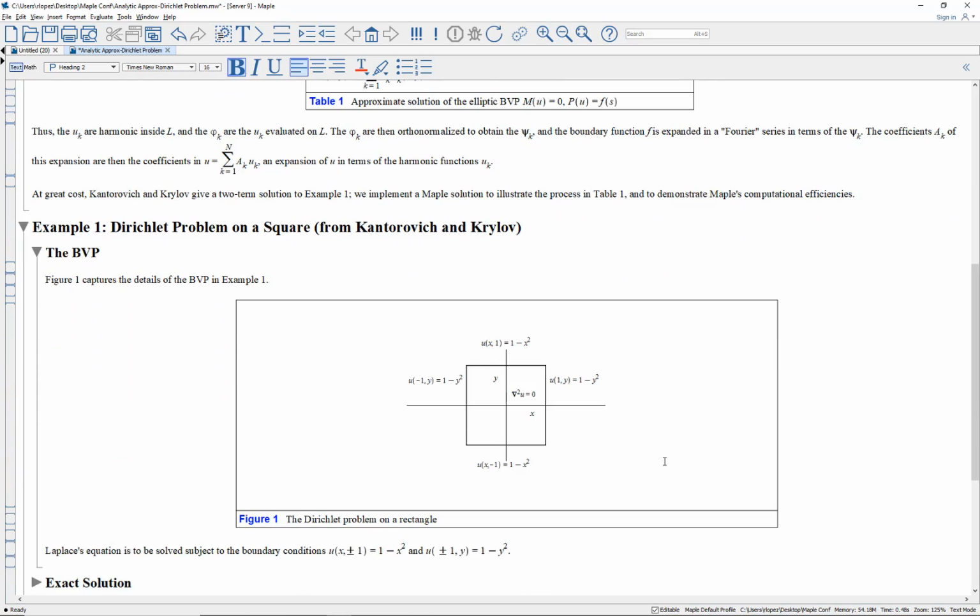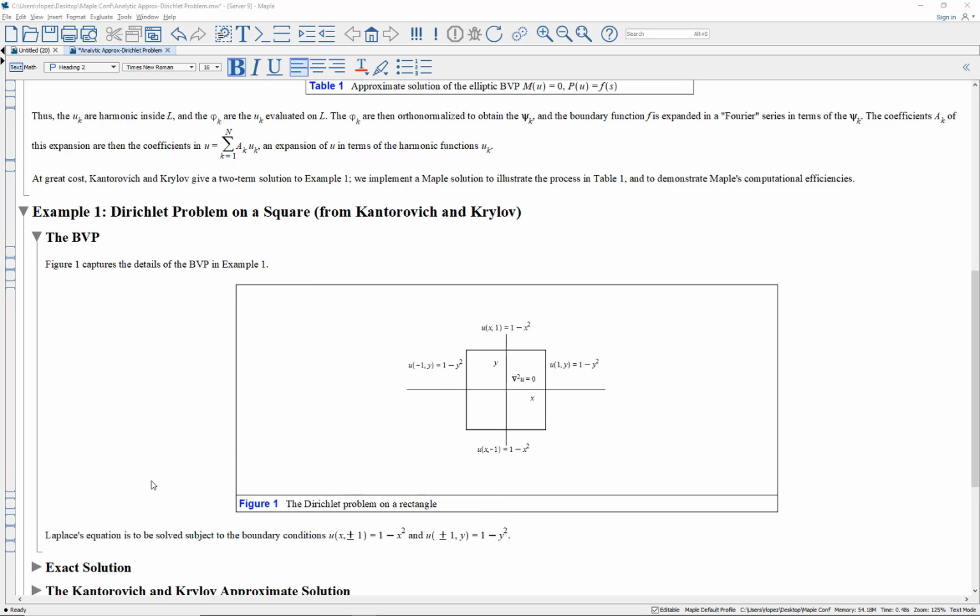Laplace's equation on a square. The square is centered at the origin. The corners here, minus 1, 1, minus 1, 1. So the square has side 2. Boundary data: left side, right side, 1 minus y squared. Top, bottom, 1 minus x squared.